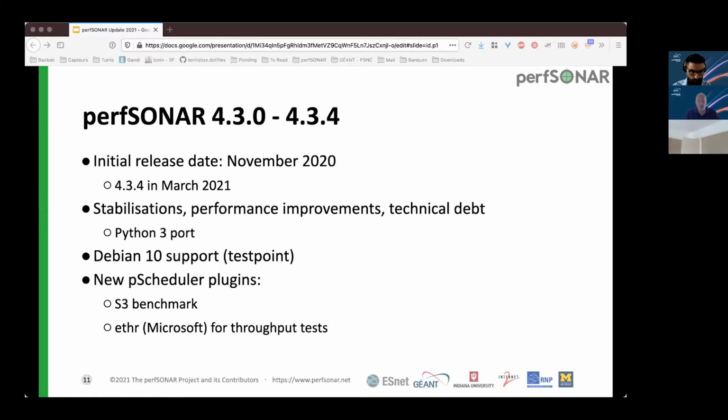perfSONAR 4.3 was released by the end of last year. It was mostly a stabilization release, to work on our technical debt, so to port all the perfSONAR software to Python 3. So no big changes happened there, but still some performance improvements and some small features. We also released initial support for Debian 10, but only for the testpoint, because we have some other technical debt that we need to take care of. And we'll speak about that later today and tomorrow. And some new pscheduler plugins.